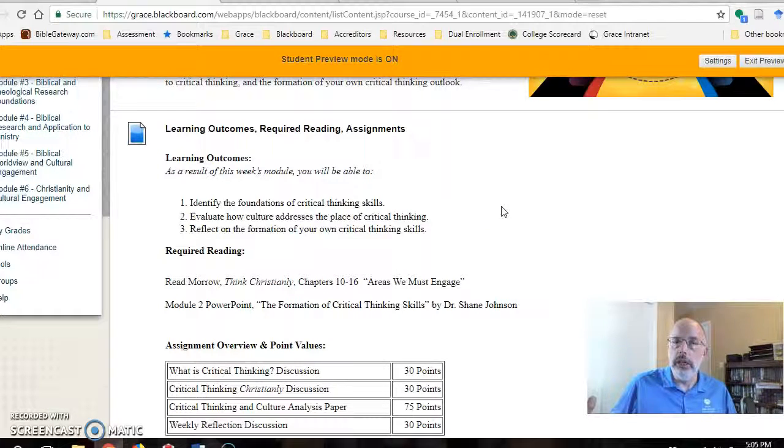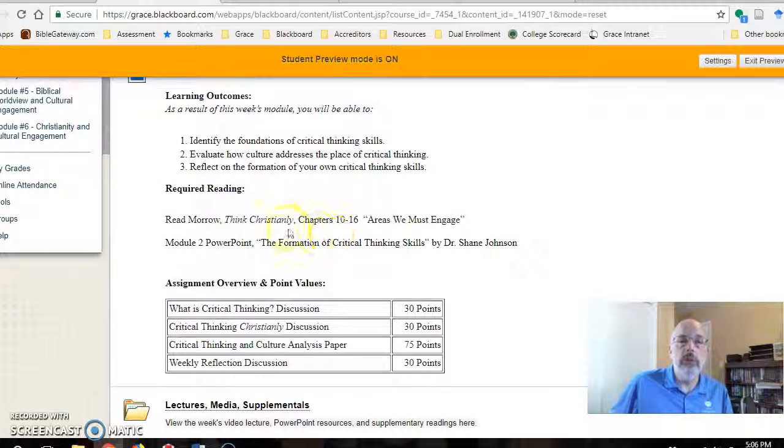We need to be engaged in a big discussion beyond the borders of the church, with our culture, and we need to be able to use critical thinking to do that. We want to look at what the culture thinks of critical thinking, and it isn't just one thing. There's a lot of takes on it out there. And you need to reflect on the formation of your own critical thinking skills as you will be using them in this program. So you need to read some more of Morrow, chapters 10 through 16 in Think Christianly.